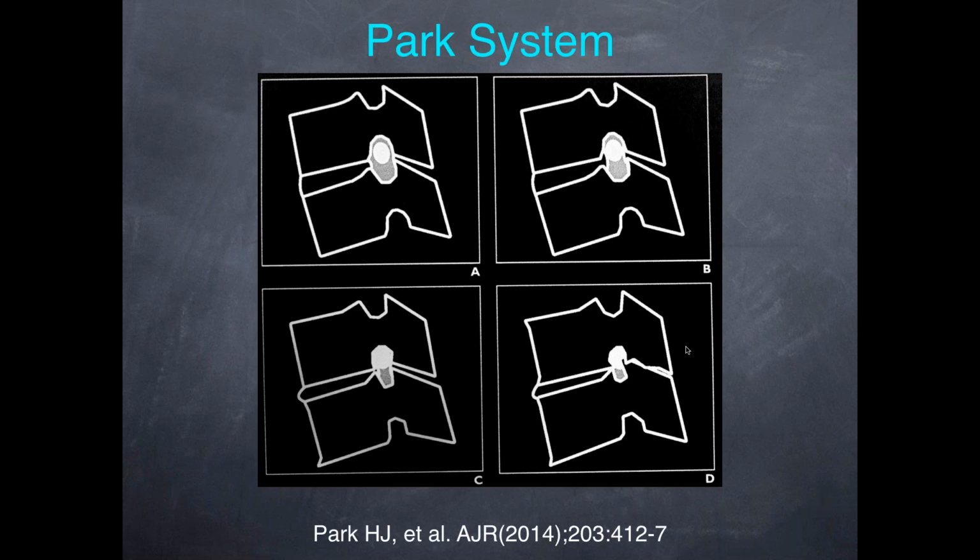If you talk about stenosis of the cervical neuroforamina, there's a system that was published in the AJR back in 2014 by Park, which would be A. B is a little bit more narrowed. C, we can see that there's no fat above the nerve root here. Here there's fat above it and below it, but not anterior and posterior. Here we've got three sides with no fat, and here we have no fat within the foramen at all. So these are A, B, C, and D.